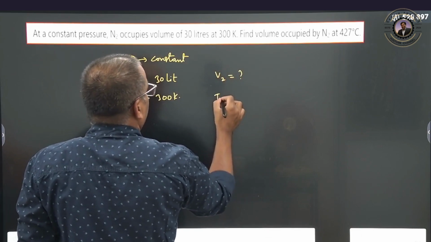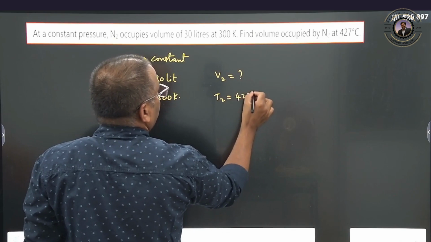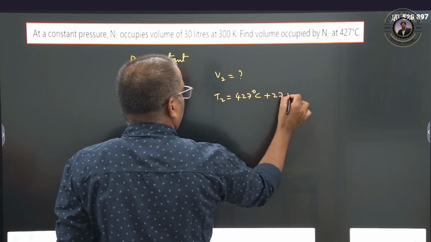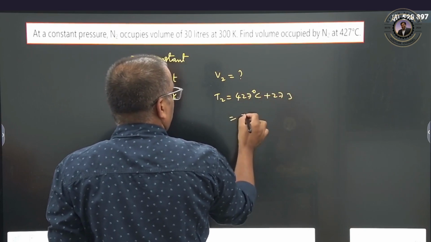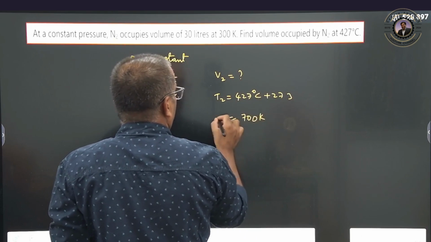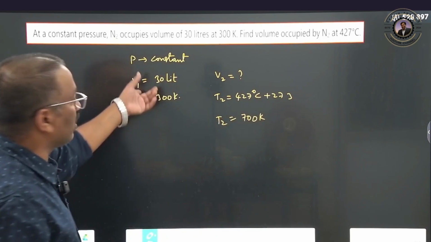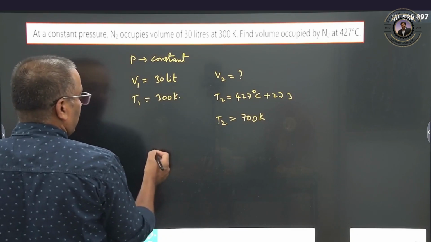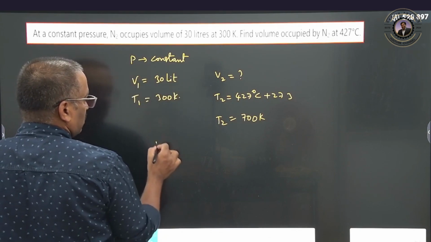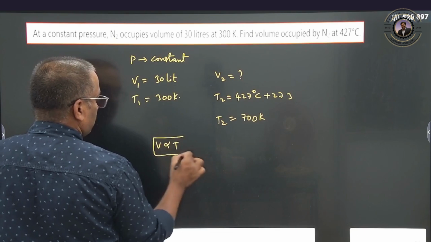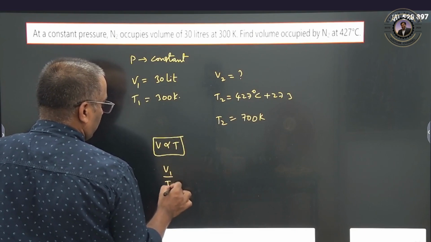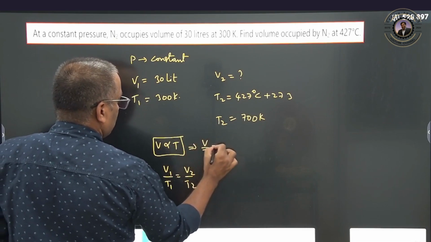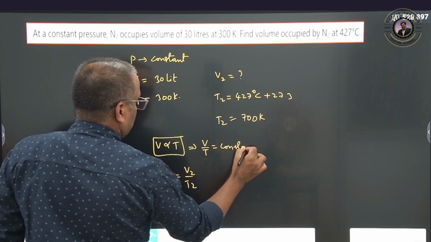So, temperature T2 is given as 427 degrees centigrade, plus 273 added. How much is it? This is 700 Kelvin. Here, if pressure is constant, you can rewrite PV equals nRT. Pressure is constant, so volume is directly proportional to the temperature. Therefore V1 by T1 is equal to V2 by T2, that implies V by T is constant. Clear?